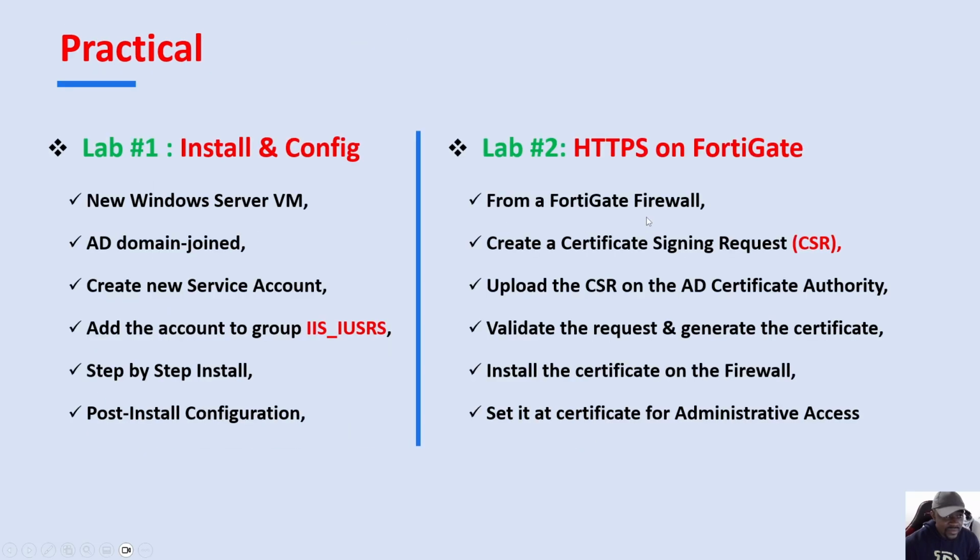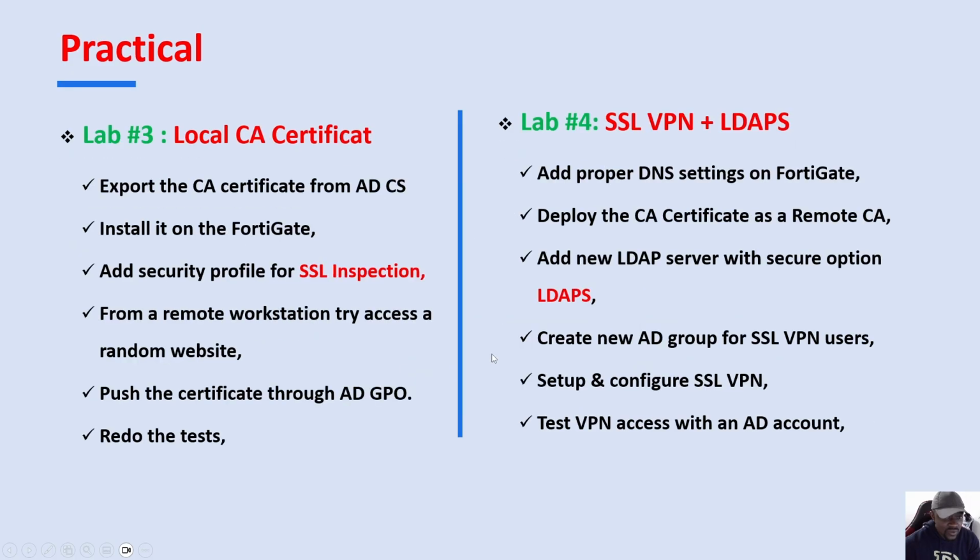Then we also did these two labs. The first lab, where we installed the ADCS role on Active Directory and configured it, and lab 2, where we enabled HTTPS on our FortiGate using a certificate that was generated from a CSR generated from the FortiGate, with the certificate then provided by the ADCS. So we installed it on our FortiGate so that we can secure administrative access to our FortiGate device. The links to these other videos are in the description of this video. So today we are jumping on lab 3 and lab 4 to complete this series. So let's go directly to our lab environment to proceed.